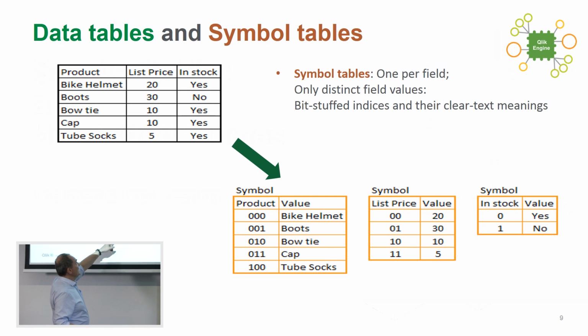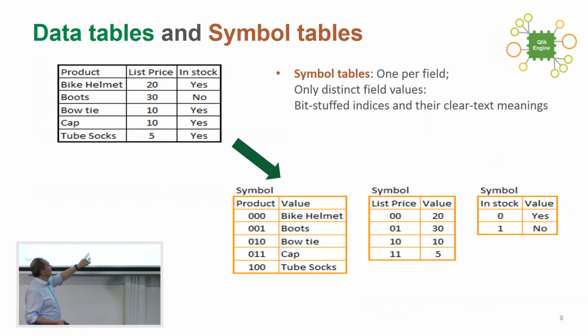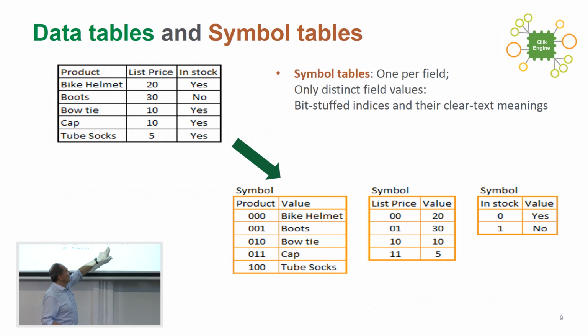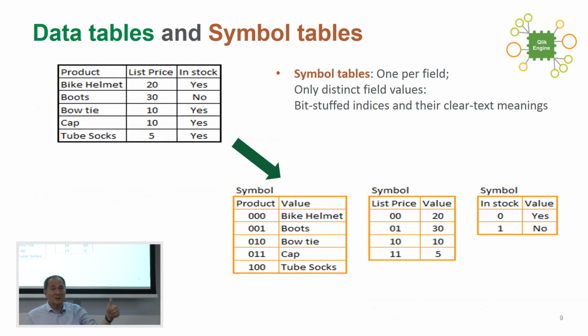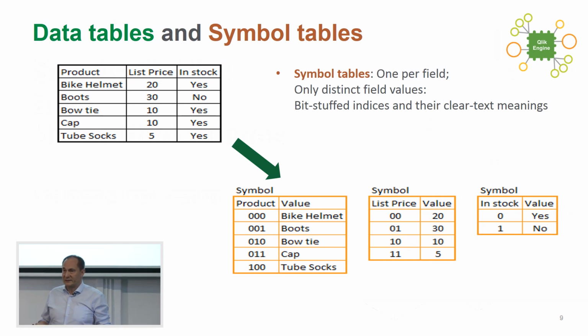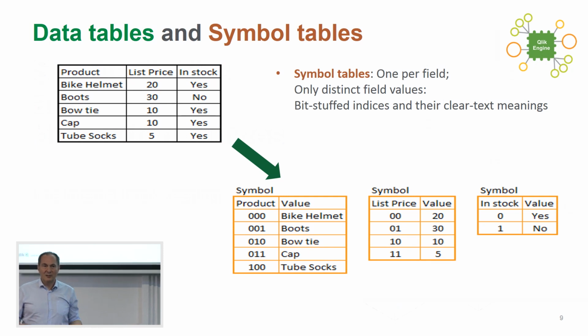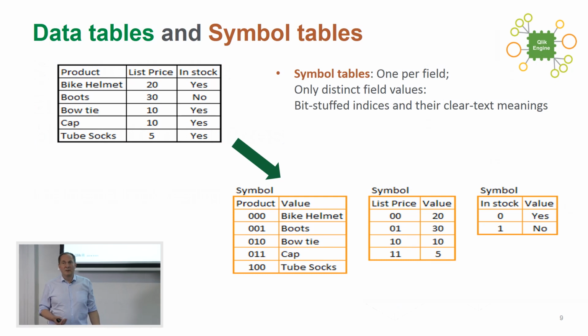But the symbol table also has an address built in here. That's the bit-stuffed index. And you can see that in order to address 5 rows, we need 3 bits. And in order to address 4 rows, we only need 2 bits. And in order to address 2 rows, we only need 1 bit. Now note that we use bits here. We don't use bytes. Any other product would use a byte to address, because that's a lot easier. But we use bits, which means that it takes much, much less space in memory.